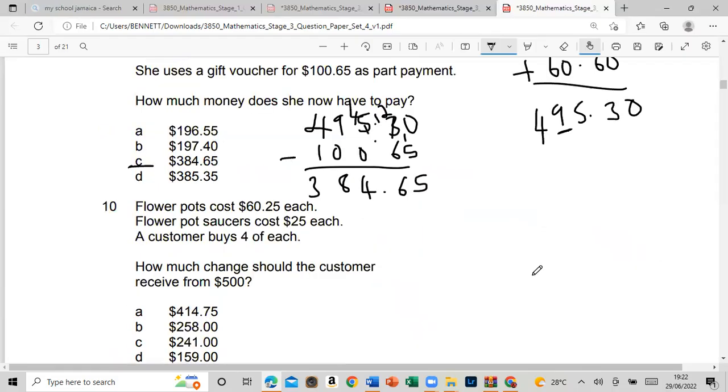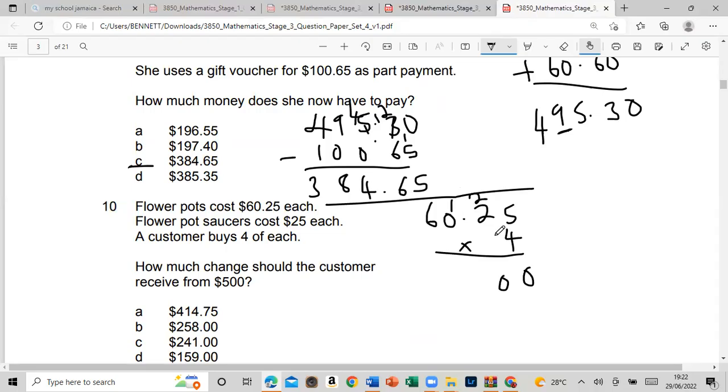Flower pots cost $60 each. Flower pot saucers cost $25 each. A customer buys 4 of each. How much change does the person get from 5 bills? So equal each. That's just so you're gonna multiply each by 4 and add them. Then subtract. 4 5s are 20. 4 2s are 8 and that 10. 4 0 0 and that 1 4 6 24.